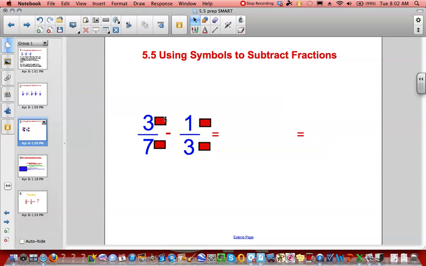Now, in this case, we have two different denominators, and they are not factors of each other. 3 does not go into 7, and 7 does not go into 3, so we need to find a number that can be a common denominator for both fractions. And the fastest way to do that, which we've been doing in the last few classes, is to multiply one whole fraction by the opposite denominator.